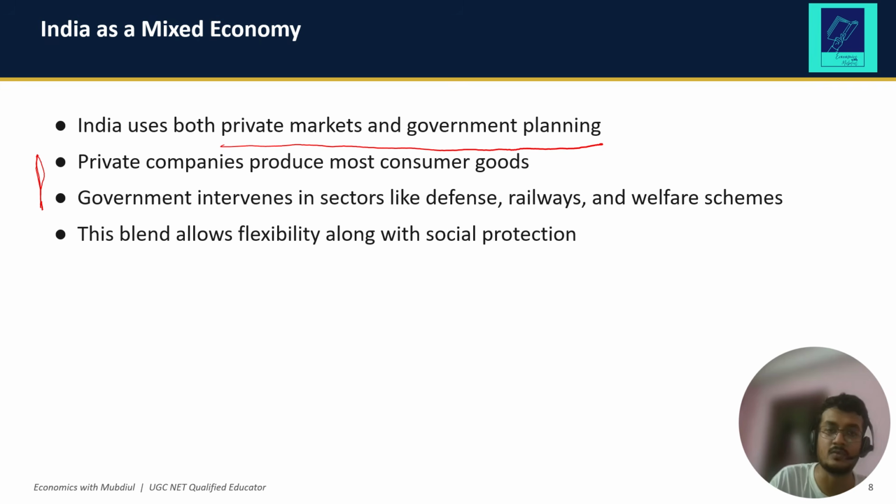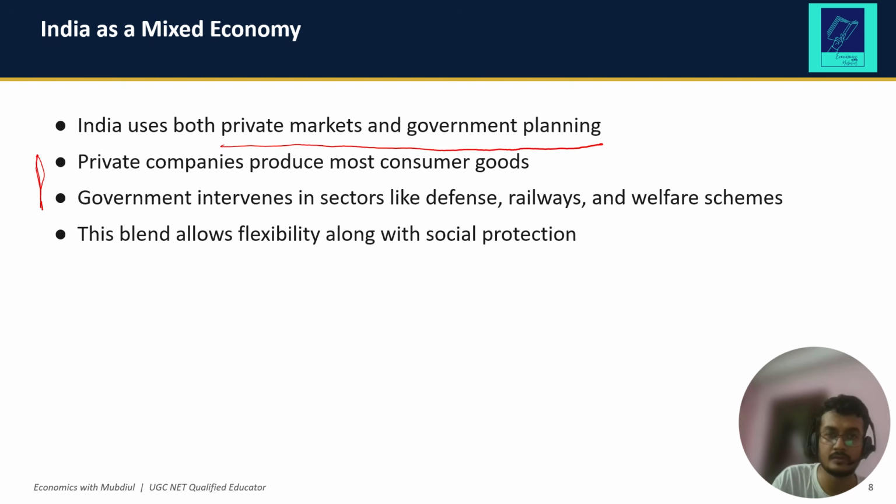You might ask, why does India not choose only one system? Because both systems have strengths and limitations. Markets are efficient in many situations, but they may not always ensure equal access to essential services. Government can promote social welfare, but excessive control may reduce flexibility and efficiency. A mixed economy attempts to balance these objectives.